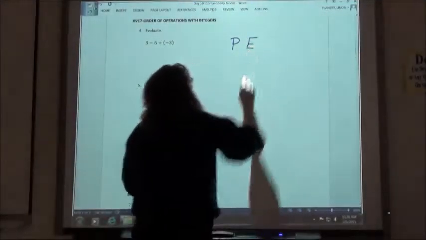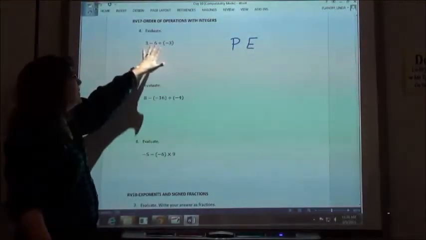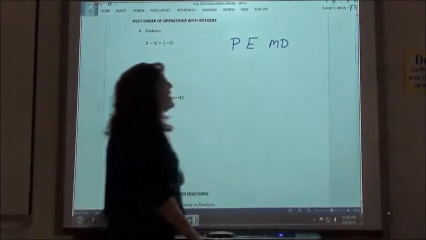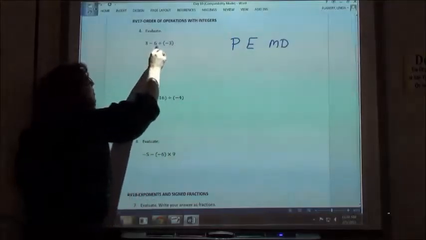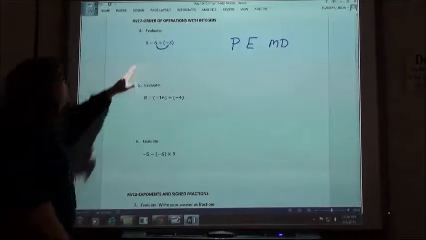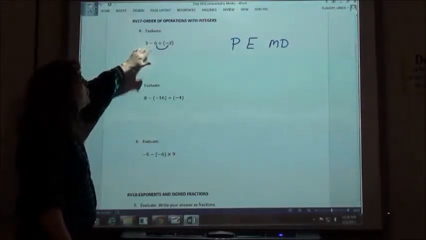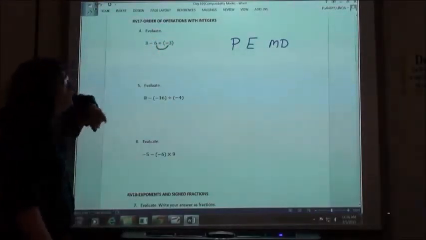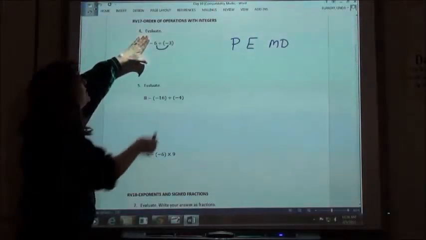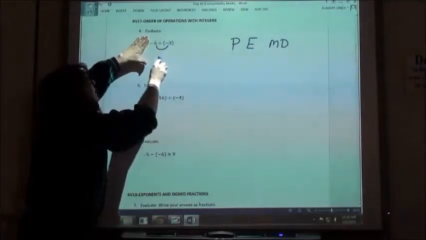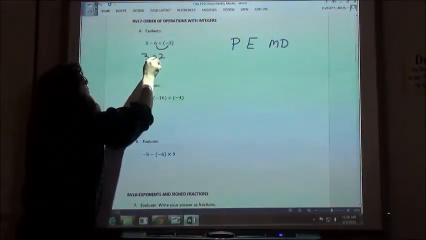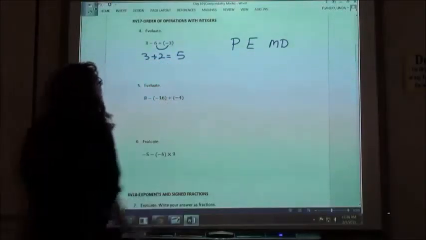Then it tells us to do the exponents. Well, we don't have any exponents. Then it tells us to do multiplying and dividing from left to right. Well, right here I have a division problem. You have to decide, do you want this to be a minus in front or do you want that to be -6? Two different ways to think about it. If I think about that as a -6, negative divided by a negative gives me a positive 2. 3 plus 2 is 5.